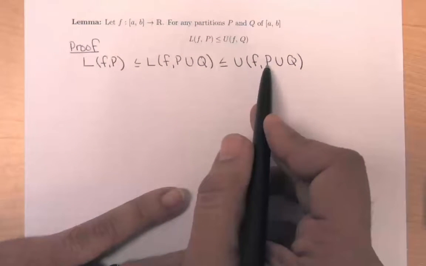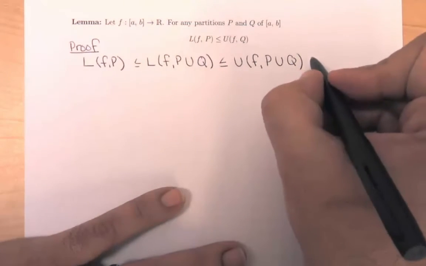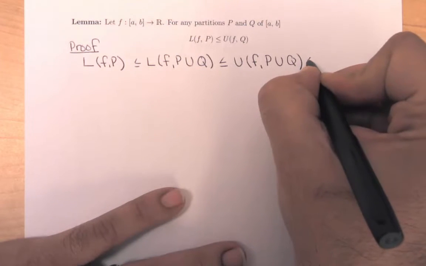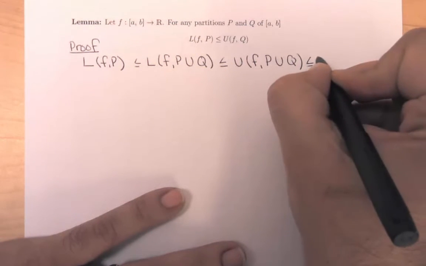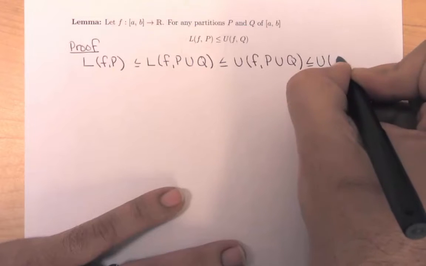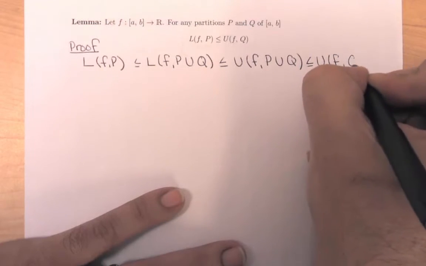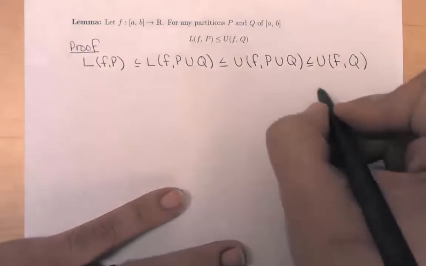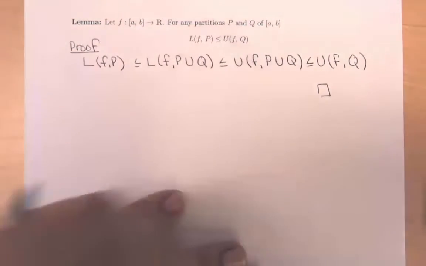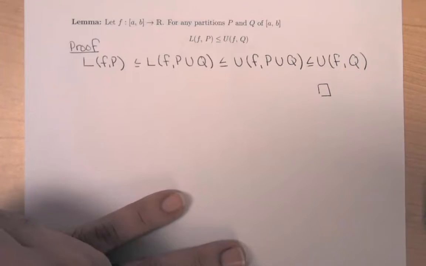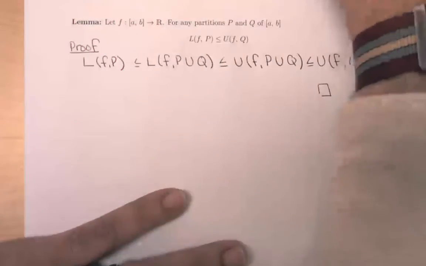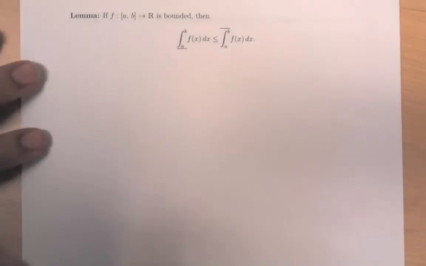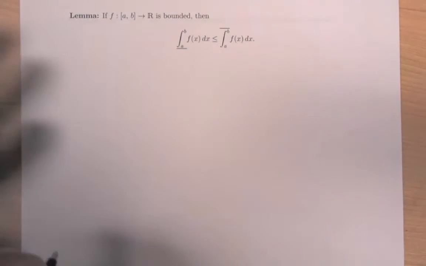And because P union Q is a refinement of Q, from the previous result, I get that. And we've proven it. Hey, that was pretty quick. So one more lemma before the main event.